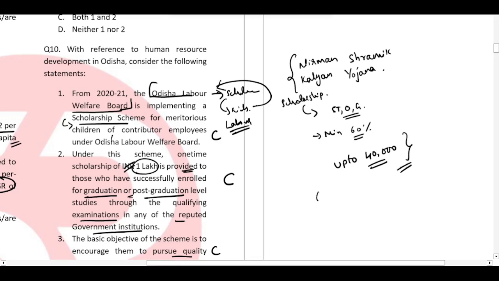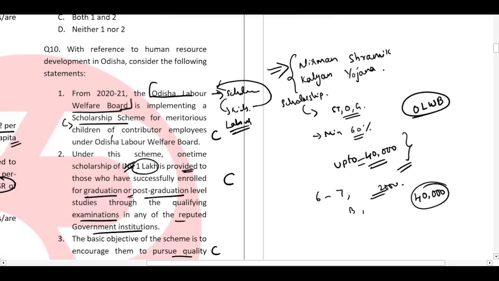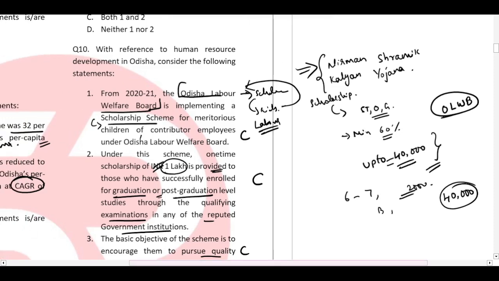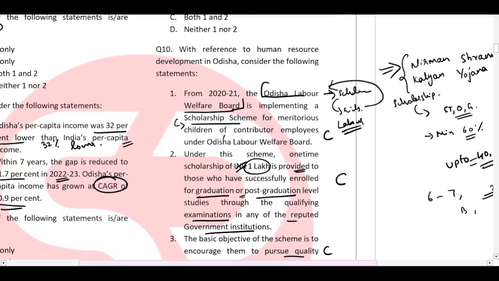For example, for class 6 to 7, the annual benefit is around 2000 rupees. But when it is for post graduation courses and graduation courses like BCA, MBA, BArch, and professional courses like BTech, the scholarship amount is up to 40,000 also. So the amount ranges from 2000 to 40,000. And this scheme is also by the Odisha Labour Welfare Board only. So that is why I have added this scheme in the related information. Okay. Now let us move on to the next question.